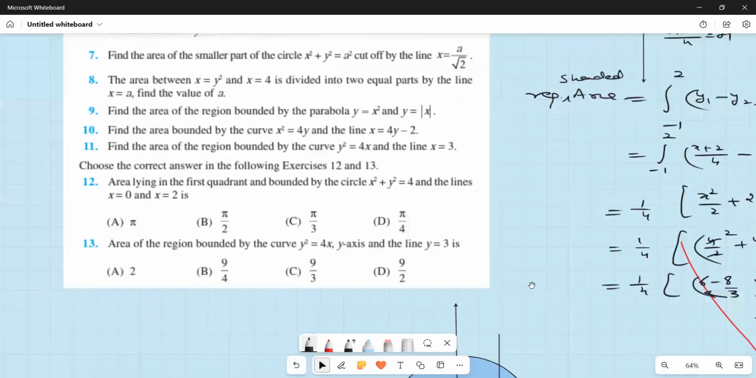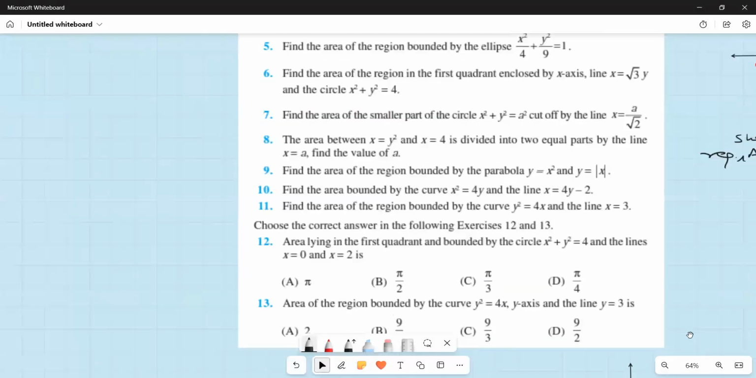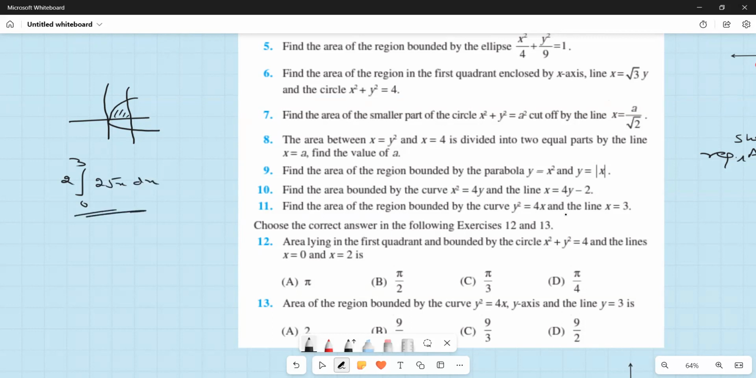Next question, y square is equal to 4x, which we have already done. This is this type of parabola and x is equal to 3 is this line. So just do the double of this area, 0 to 3, twice of y1, so 2 root x dx. Please find out this. So this exercise is over. Let us do the next exercise.